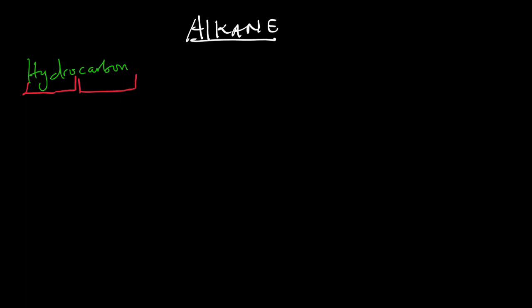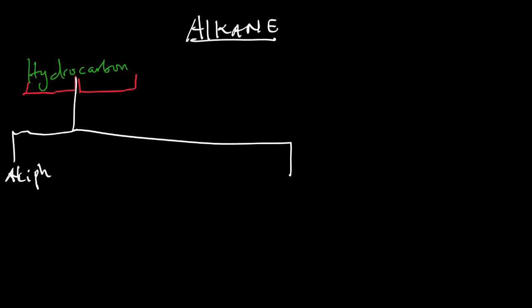Hydrogen and carbon only. Alright, so a hydrocarbon can be divided into two main categories based on the structure. What are they? They are called aliphatic and aromatic. So that's for hydrocarbon now. They are divided into two parts, which are aliphatic and aromatic.